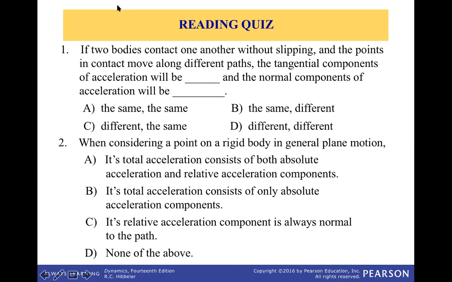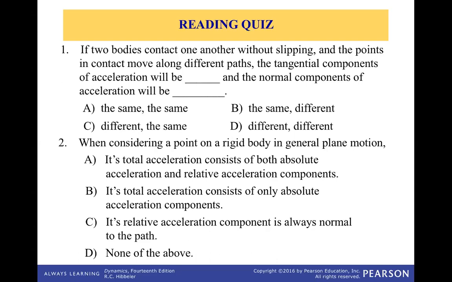All right, I think I got all your responses. The first one says, if two bodies contact one another without slipping, and the points in contact move along different paths, the tangential component of oscillation of the two should be the same. The normal components of oscillation will be different, because the normal component will be either V squared over R or omega squared times R, so the R will be different in many cases. So the first one is B.